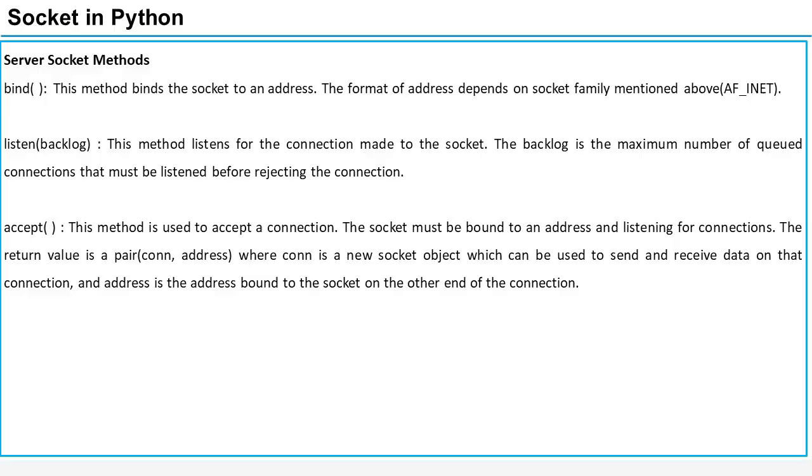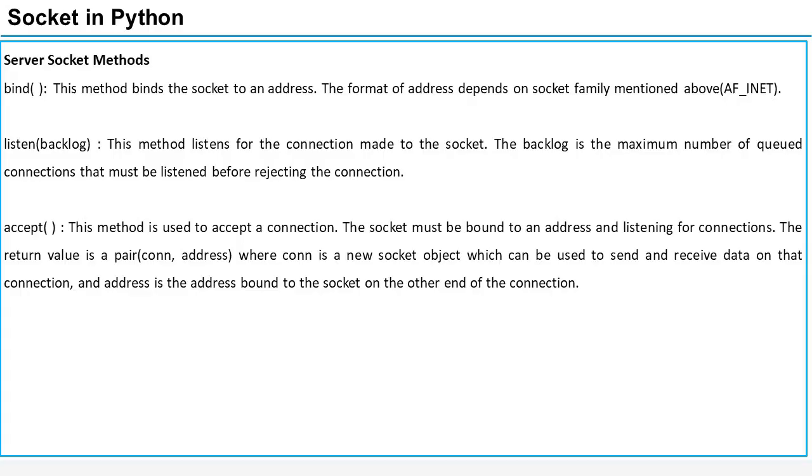Server socket methods. Bind. This method binds the socket to an address. The format of the address depends on the socket family mentioned above, AF_INET. Listen, backlog. This method listens for the connection made to the socket. The backlog is the maximum number of queued connections that must be listened to before rejecting the connection.